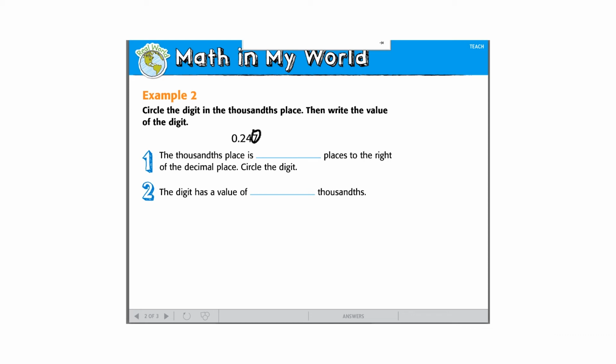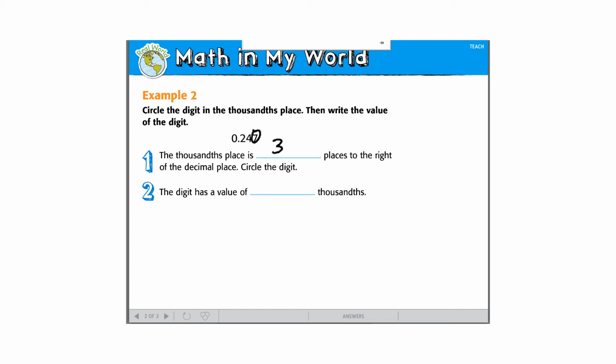So how many places to the right is the number 7? Hazma? 2. Well, 3. It's one more. Remember, 2 is hundredths, 3 is thousandths. So it's 3 places to the right of the decimal place, and we circled that digit already.